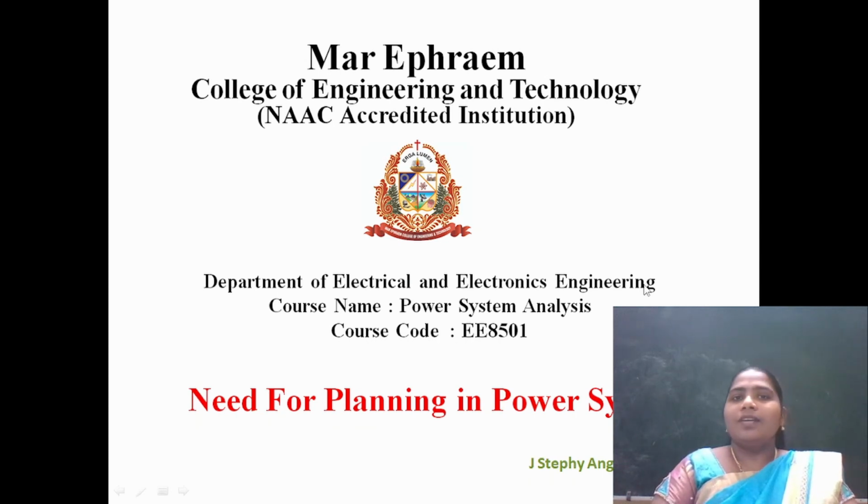Good evening, all. Today we are going to learn a topic in power system analysis, and the topic is need for planning in power system. Before starting this topic, what is meant by a power system? A power system is an electrical network which combines generator, transformer, transmission line, bus bar as well as load. It is majorly categorized into three parts: generation, transmission as well as distribution. So it is an electrical network.